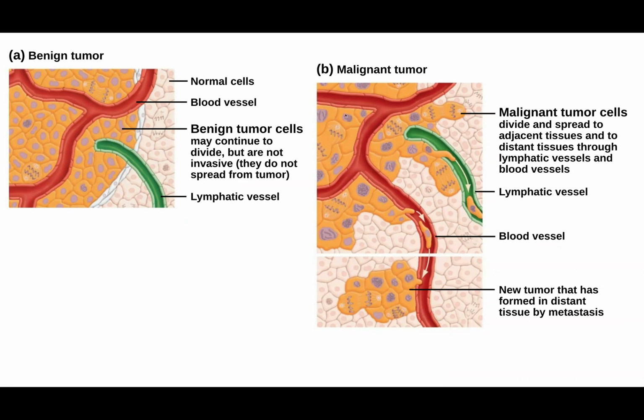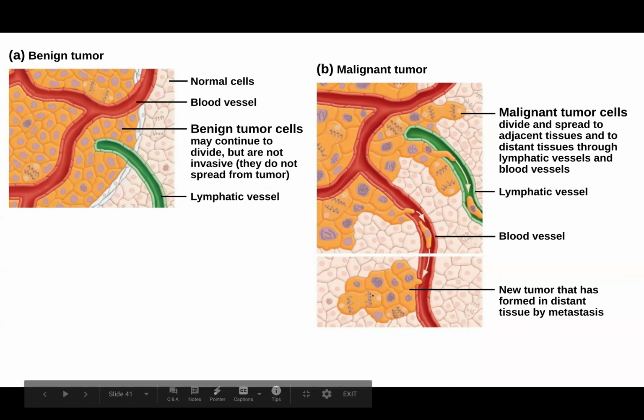Now, when we're thinking about what a malignant tumor looks like, what a malignant tumor has done is essentially hopped onto your circulatory system or hopped onto your lymphatic system and been transported to somewhere else in the body that has then gone and formed a tumor somewhere else.